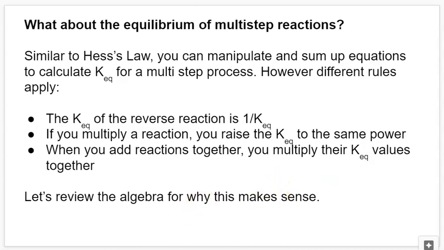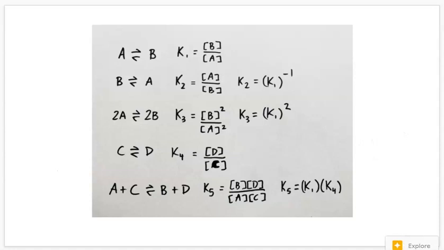So let's review the algebra for why this makes sense. Say we have an equilibrium between A and B. Our equilibrium constant is going to be equal to the concentration of B over the concentration of A. But say we wanted to reverse this reaction, then we're going to have B becoming A in equilibrium, and our K value is now A over B. If you compare K1 to K2, the reciprocal of K1, K1 to the minus 1 power, is going to be equal to K2. So to reverse the reaction, we had to take our equilibrium constant and raise it to the negative 1 power, or take the reciprocal of it.